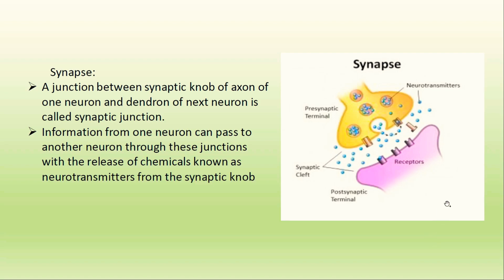Next we have synapse. Synapse is a junction between the synaptic knob of the axon of one neuron with the dendron of the next neuron. So it lies between two neurons; the axon of the first neuron and the dendron of the next neuron join with the synaptic knob. The information from one neuron can pass to another neuron through these junctions only. When they pass, they release a chemical substance called neurotransmitter. So this forms the synaptic knob.